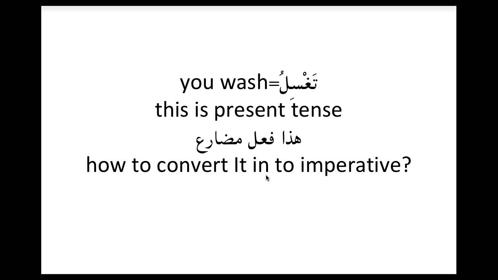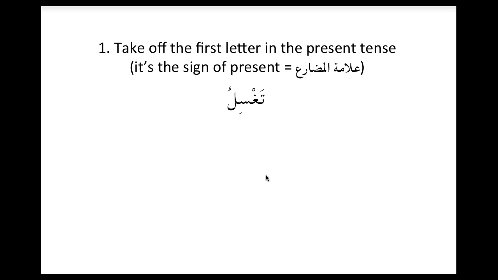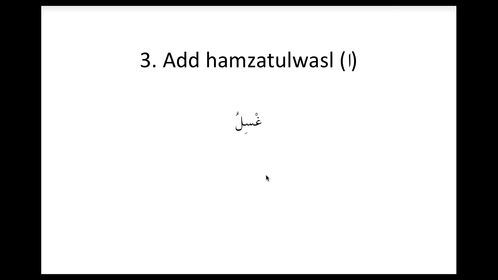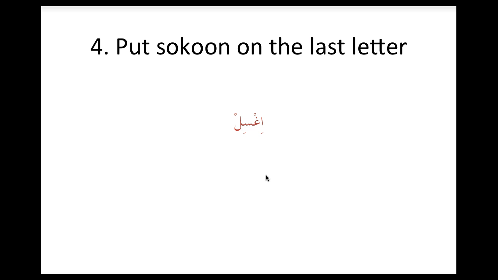تغسل. تغسل means you wash or you are washing. This is a present tense. How to convert it into imperative? Take off the first letter in the present tense. If the first letter after you take off the sign of present, علامة المضارع, has سكون, that means you can't pronounce it. Because سكون, when it comes at the beginning of the word, can't be pronounced. So what you have to do is to add همزة الوصل and put سكون at the end. اغسل.